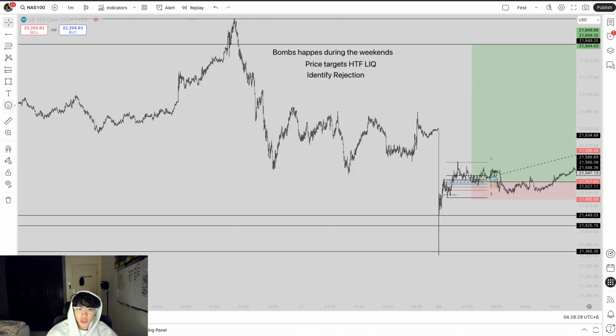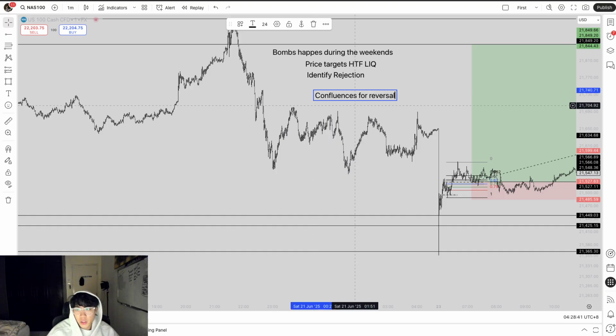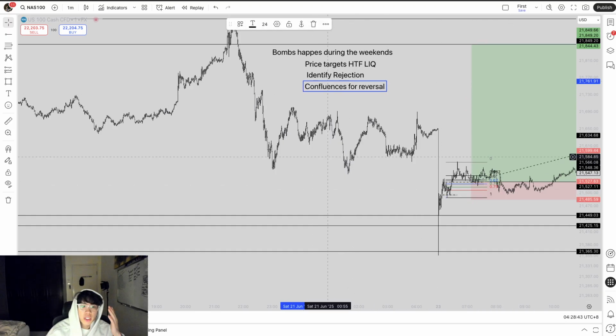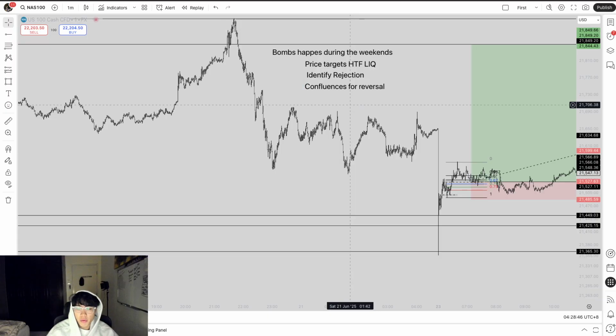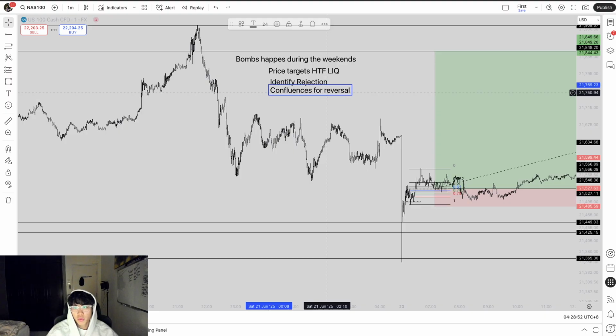So once we see a rejection, we want to see confluences for reversal. So we need to identify the confluences, what we just stated there, for the reversal to the upside, because we're trading NQ and war, and NQ hates wars.